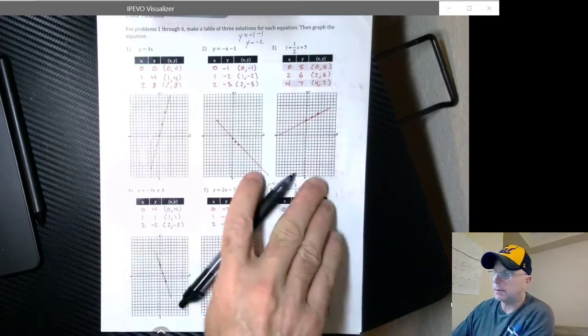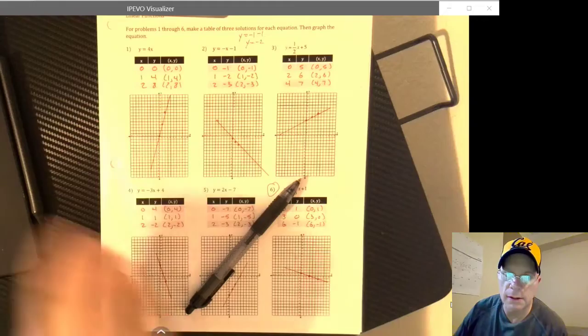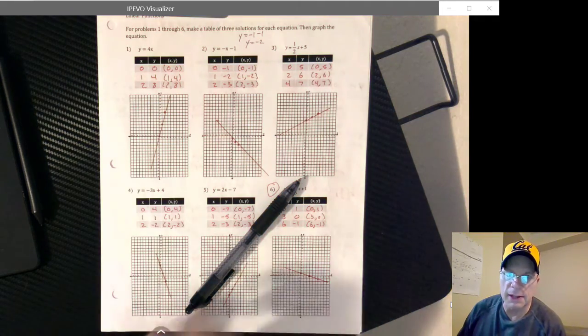Oh, this is really bright. I want it bright, but not that bright. That might actually be better.